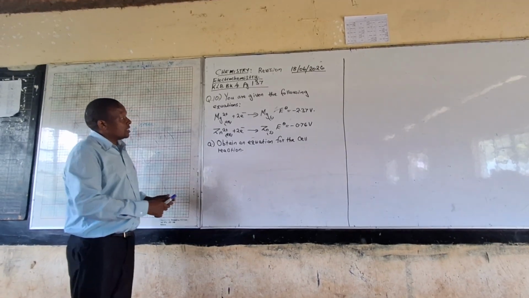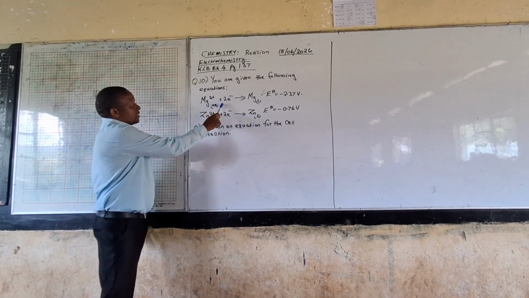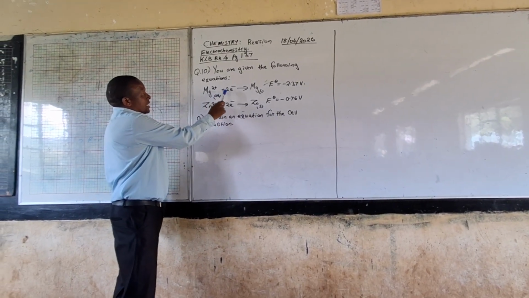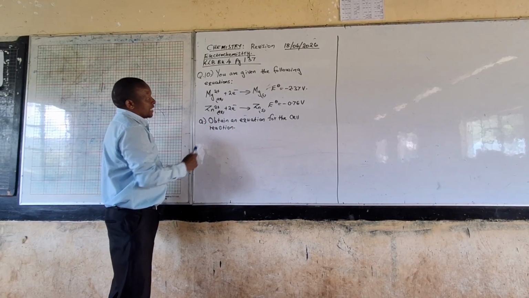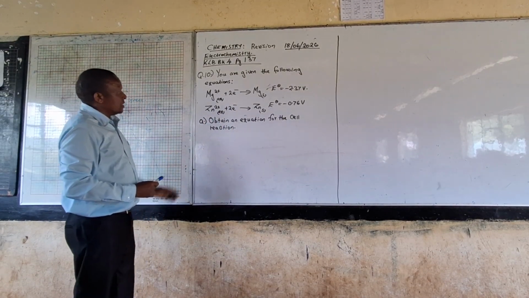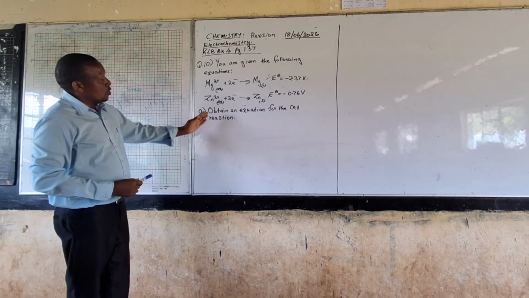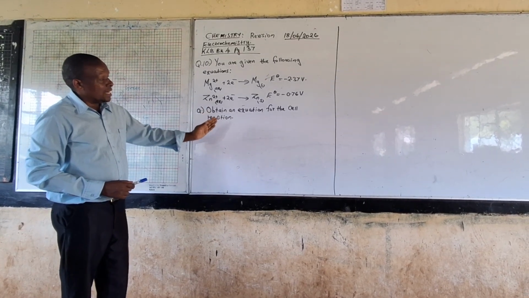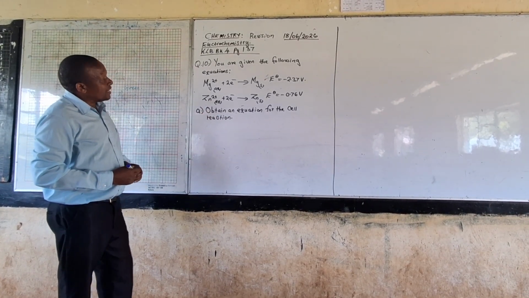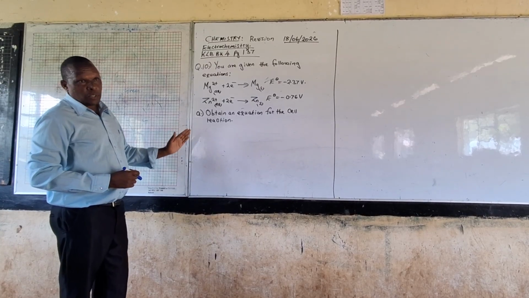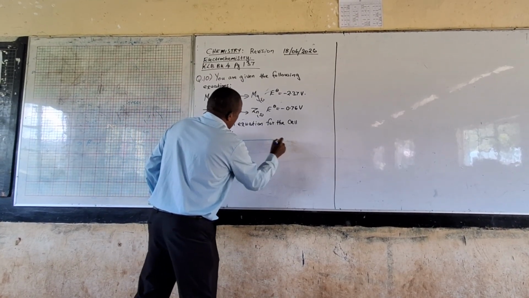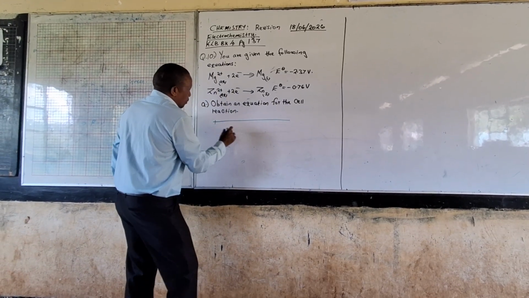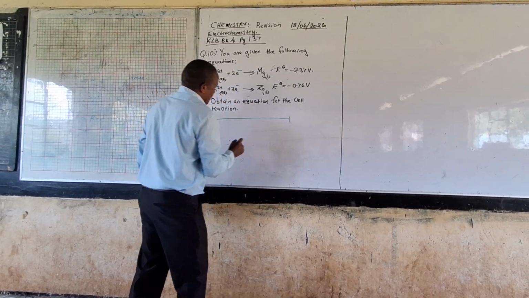These equations are magnesium reacting with gaining electrons to form magnesium solid, and you have the standard electrode potentials in front, followed by the one for zinc. Obtain the equation for the cell reaction. So when you are given such a question, the first thing you are supposed to do is to put the electrode potentials in a number line.